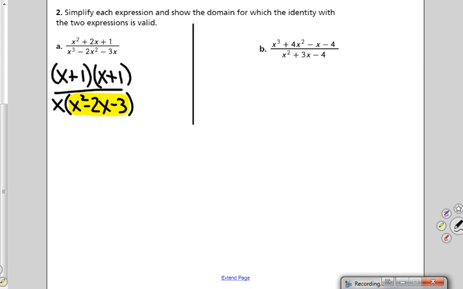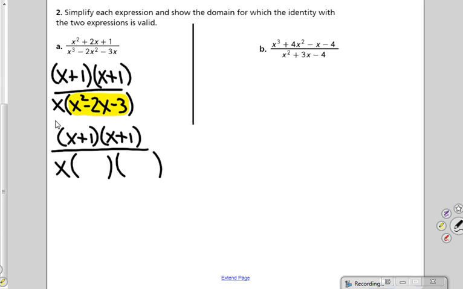Okay, so we completely factored the numerator and we partially factored the denominator, but we're not done because what is highlighted can be factored a little bit further. So we're going to leave the top, x plus 1 times x plus 1. And on the bottom, we're going to factor that highlighted piece into x minus 3 and x plus 1. Everybody agree with that? Yes? Yes? Agreement? Good. So we are factored completely on the top and bottom.